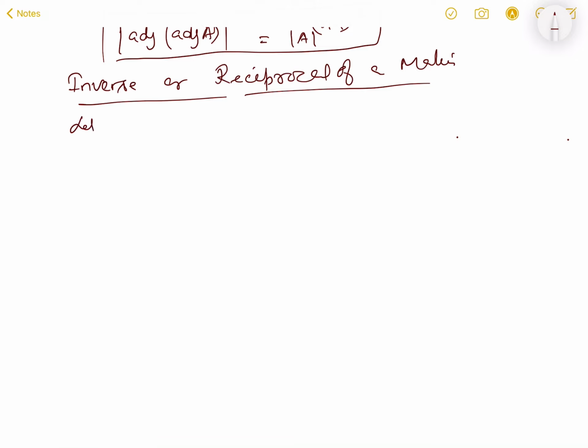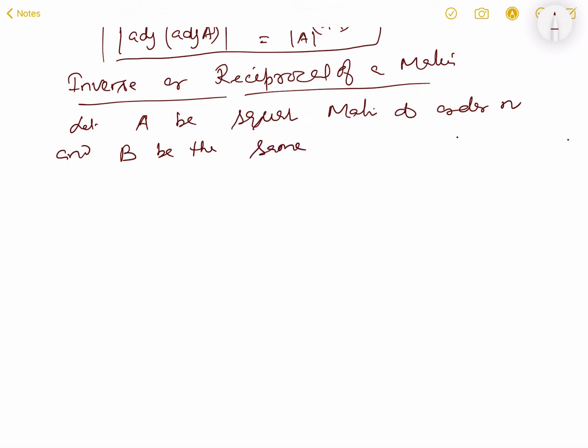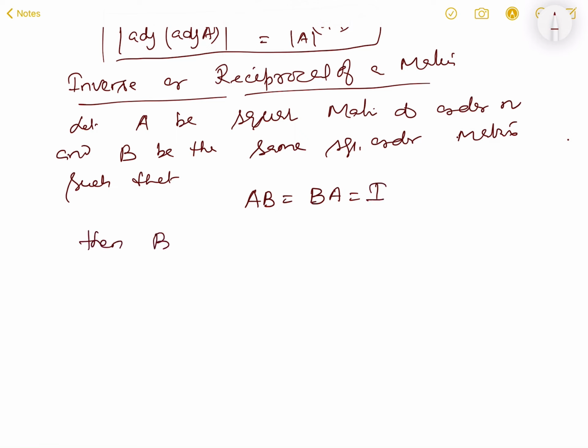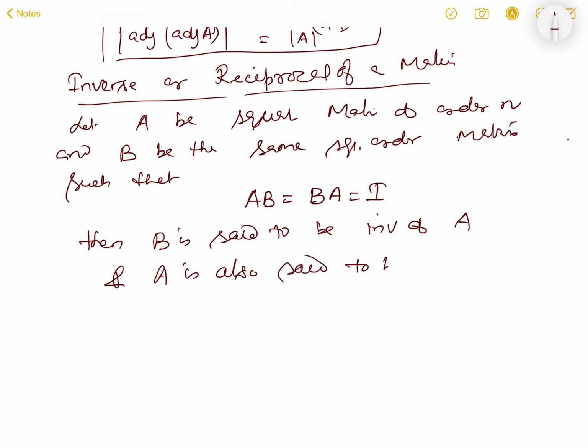Let A be a square matrix of order n and B be the same square order matrix such that AB is equal to BA is equal to I. Then B is said to be inverse of A and A is also said to be inverse of B.